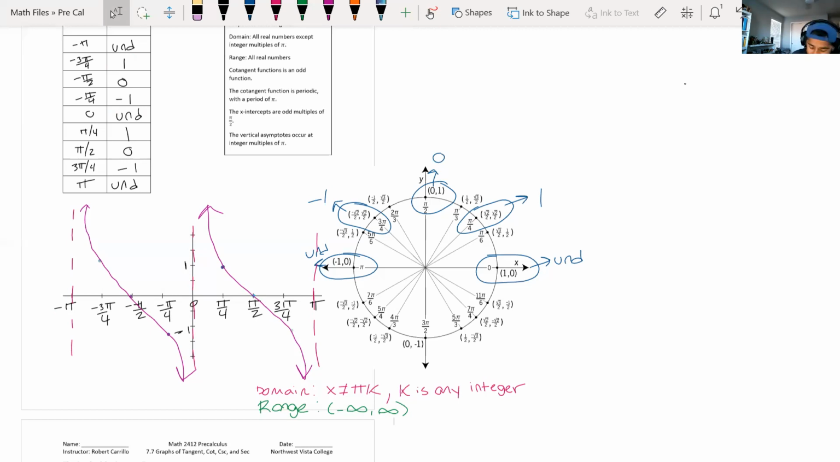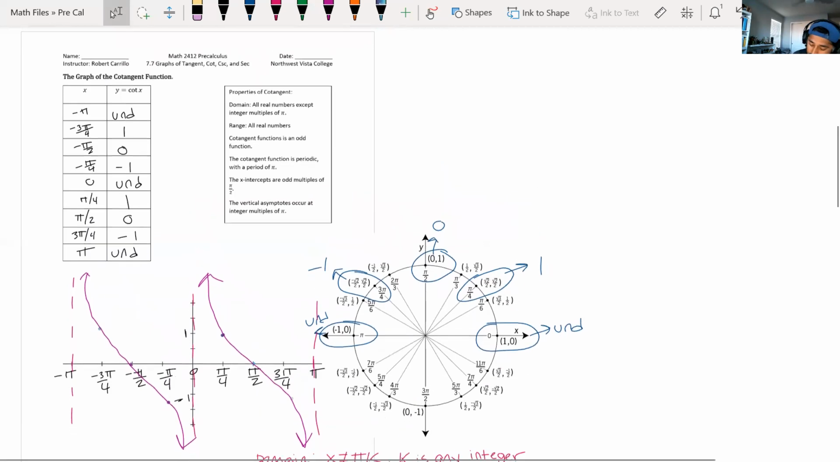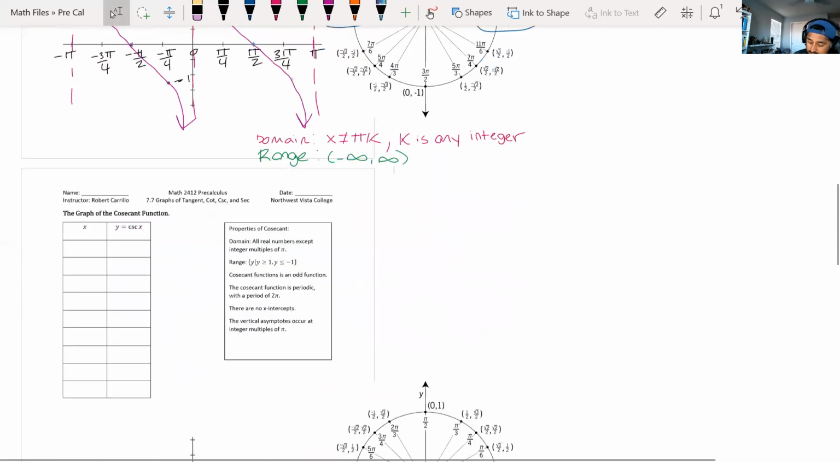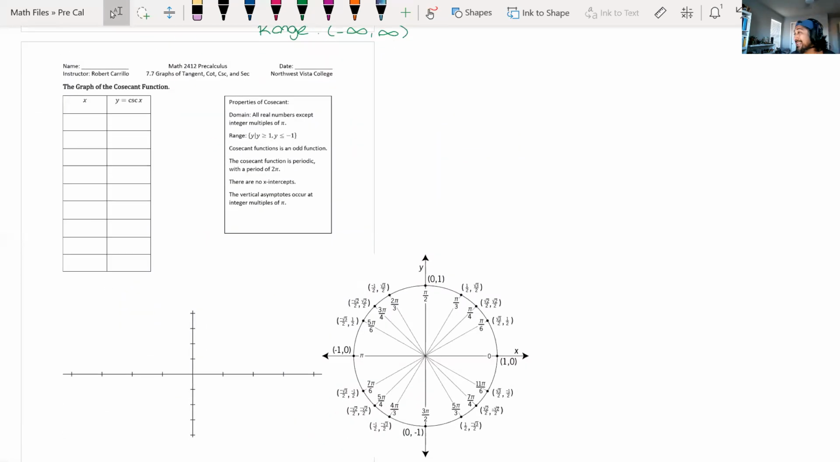All right, then. That was cotangent. Next is the cosecant function. The properties of cosecant is that the domain is all real numbers except integer multiples of pi. The range of cosecant is all y values greater than or equal to 1 and all y values less than or equal to -1.